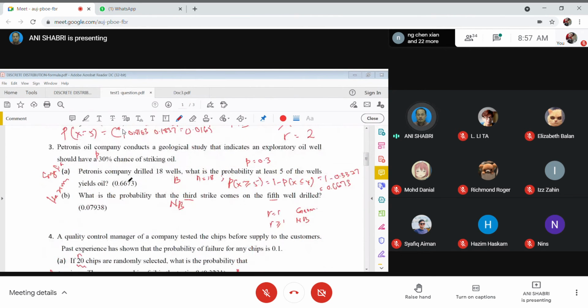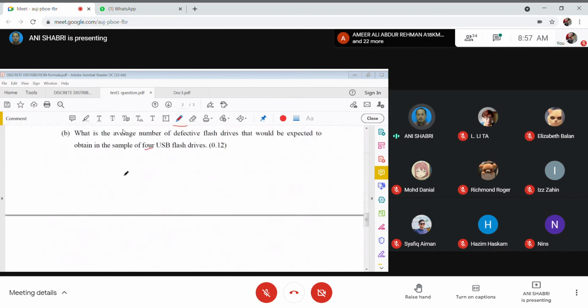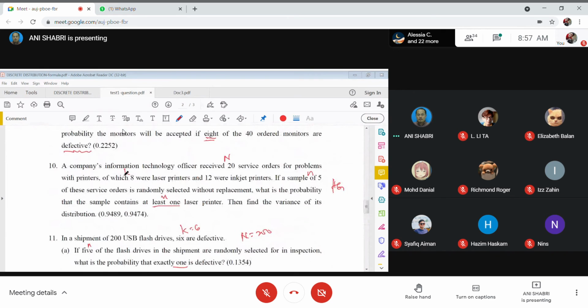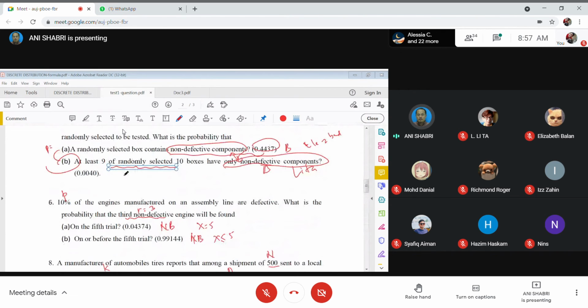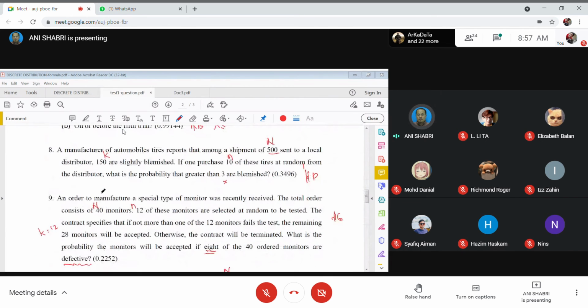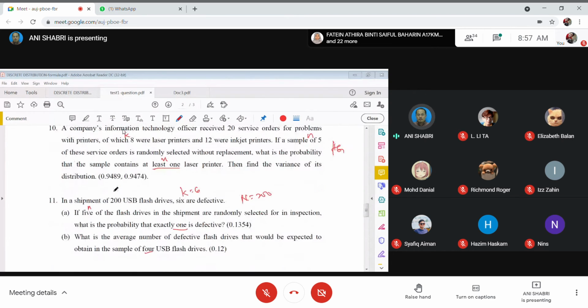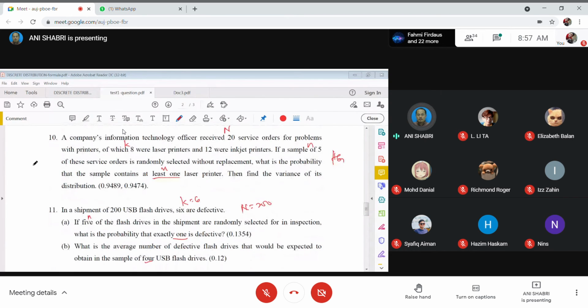Okay, try this number. This one is negative hypergeometric. We discussed hypergeometric, the questions about hypergeometric. Okay, I just selected two questions. Try number 10 and 11. Number 10 and 11, this one is a hypergeometric question.